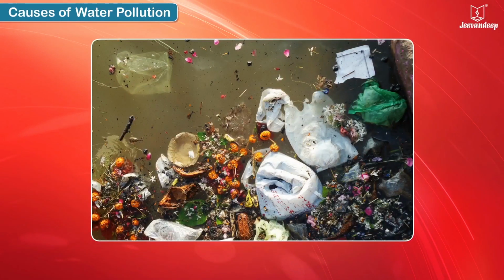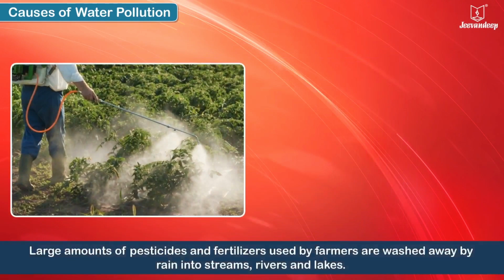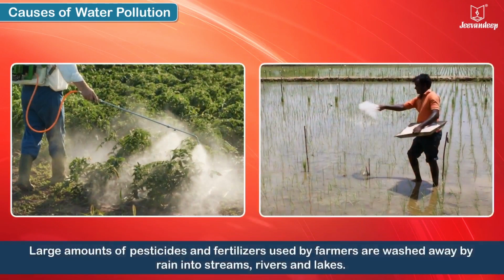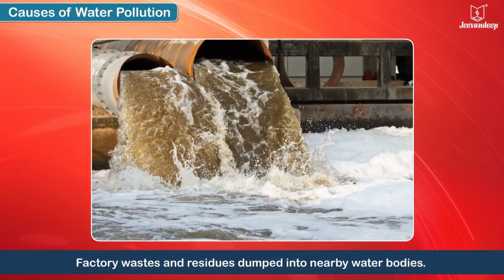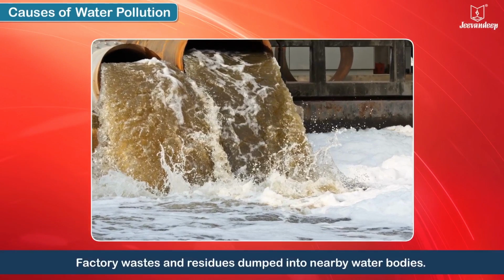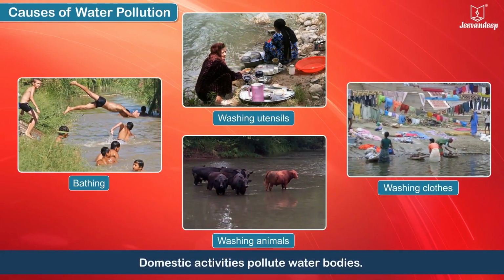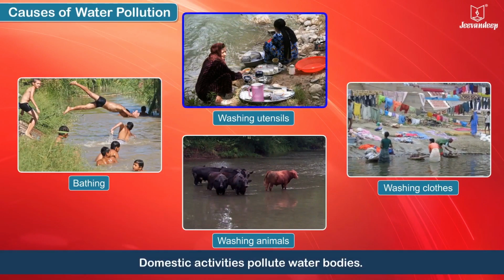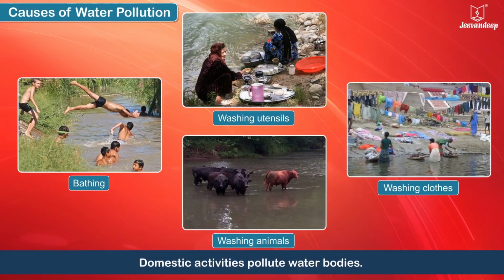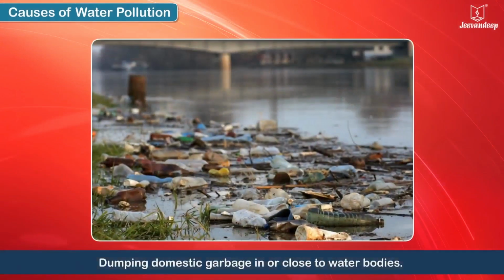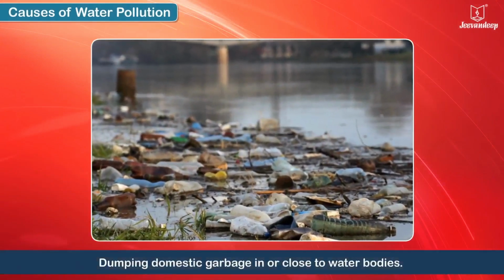Causes of water pollution. Large amounts of pesticides and fertilizers used by farmers washed away by rain into streams, rivers and lakes. Factory wastes and residues dumped into nearby water bodies. Domestic activities like bathing, washing utensils, clothes and animals pollute water bodies. Dumping domestic garbage in or close to water bodies.